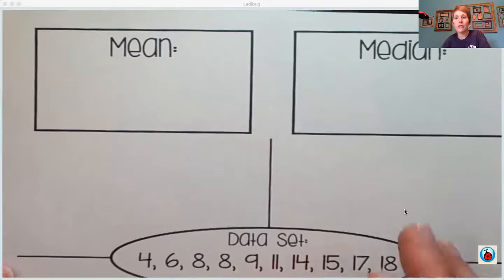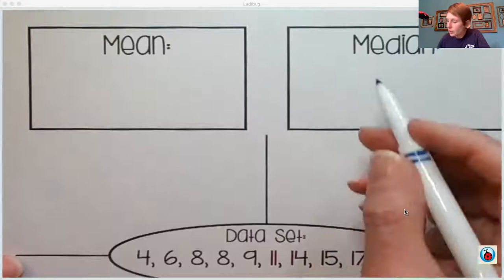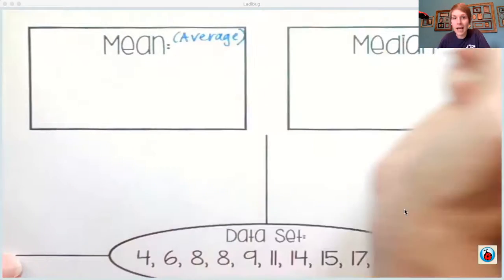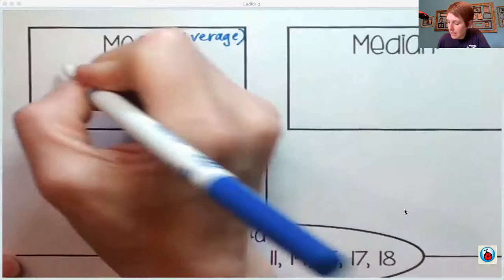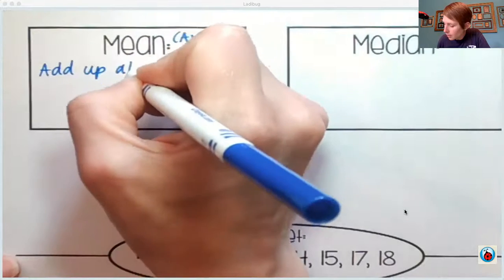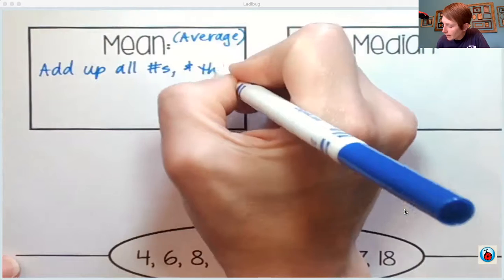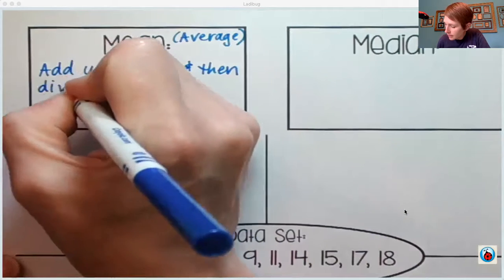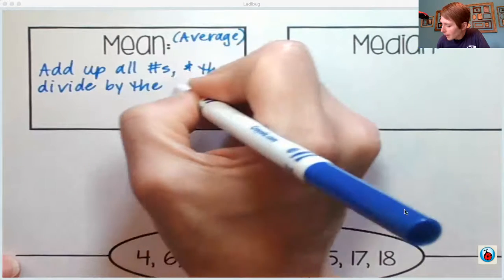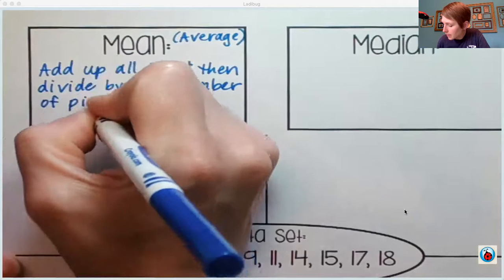Mean is just another word for average. You guys have some experience already with average. Let's talk about what this means. And you might wanna write that in this box, that another word for mean is average, okay? So to find the mean of a set of data, you add up all the numbers and then divide by the number of pieces of data. So that sounds a little confusing.